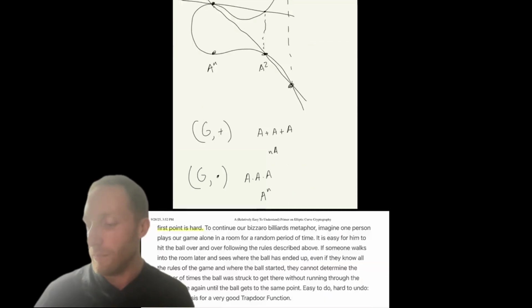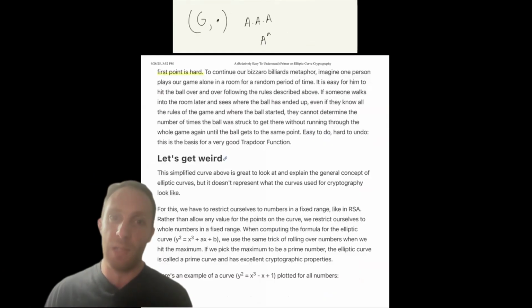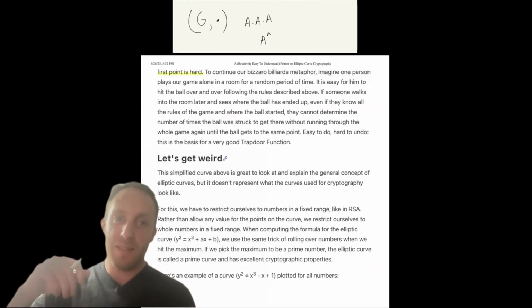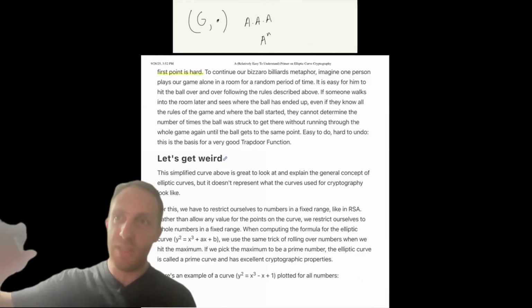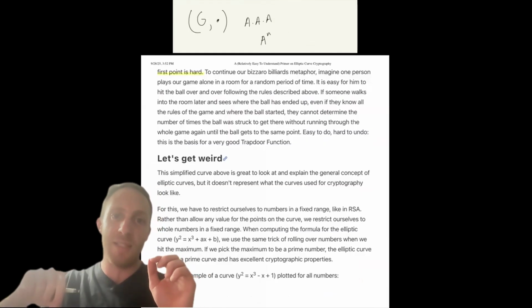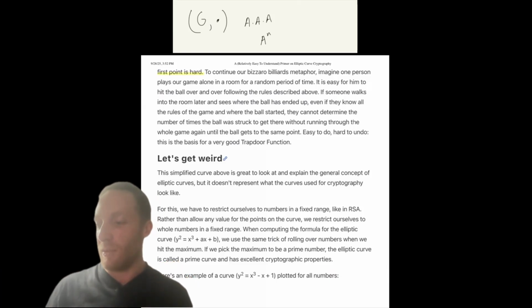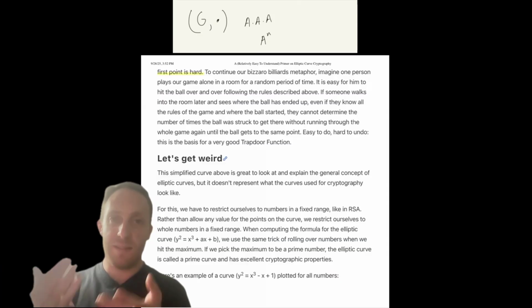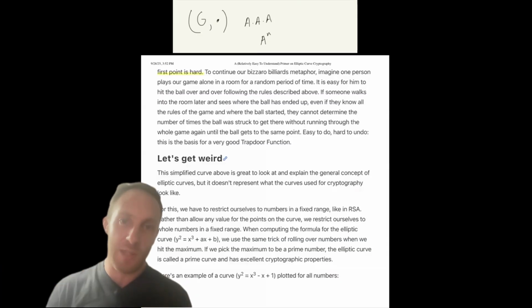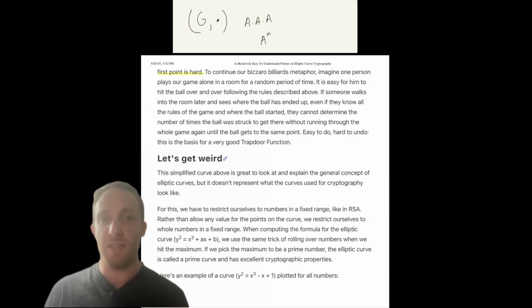So that's that. Okay, so then he's saying, if you're in a room playing this billiard ball game, every time you play, you add A and you get somewhere else. You add A again, you get somewhere else. You add A, you get somewhere else. If someone walks into the room later and sees the ball at a new place, how many times did you hit the ball? They have no idea. They can't go back. So that's why it's a good trapdoor function.